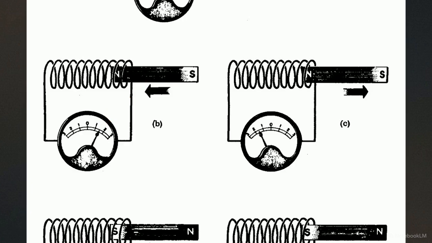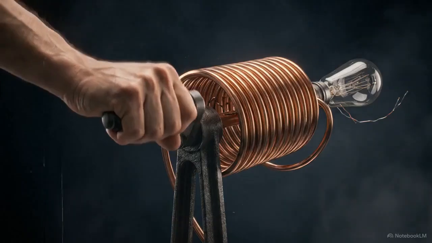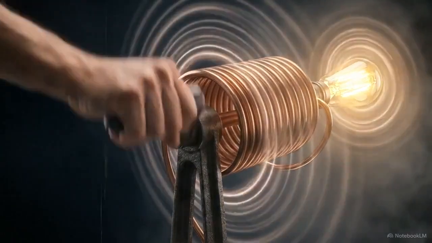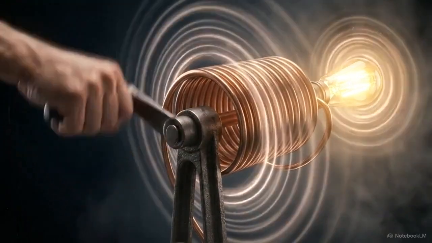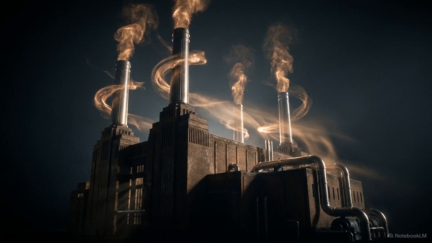A stationary magnet does nothing. The faster the magnetic field moves, the higher the voltage produced. Faraday proved that moving a magnetic field creates the potential to do work, meaning we can turn mechanical force back into electrical energy. Scaling this principle up created the modern power plant.